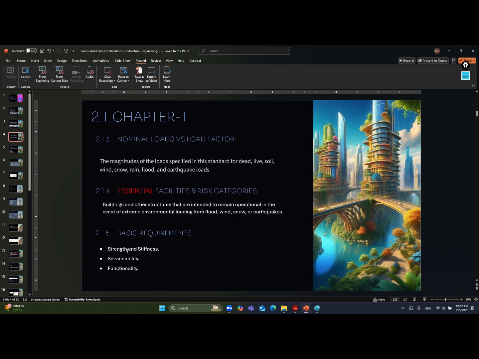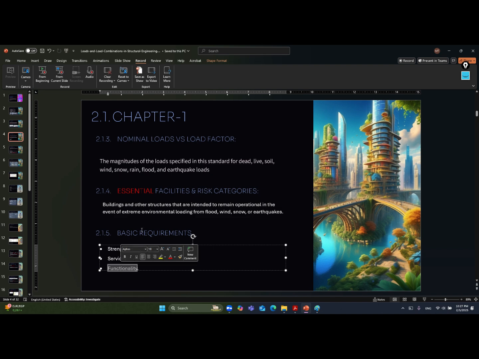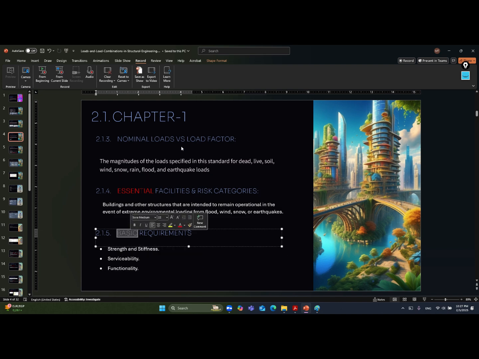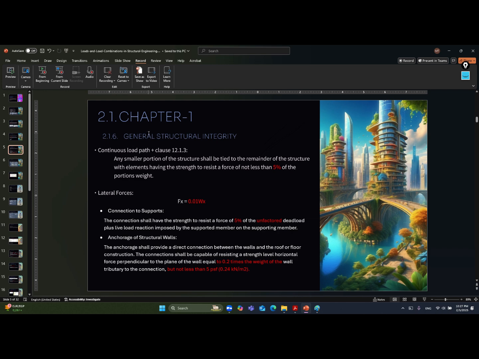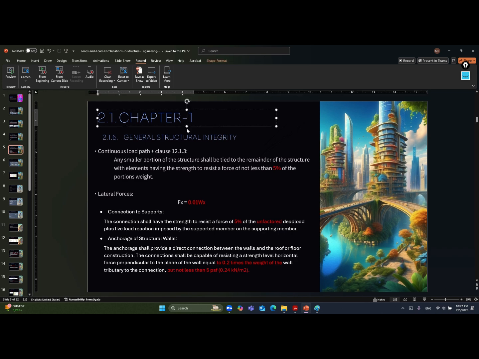So if he gives you an example, what are the basic requirements for a safe design, and he tells you strength and stiffness, serviceability, functionality, it is one of the basic requirements. So you must consider functionality, it is one of the basic requirements. Now let's go and talk about chapter 1. Chapter 1 starts with the most important part.